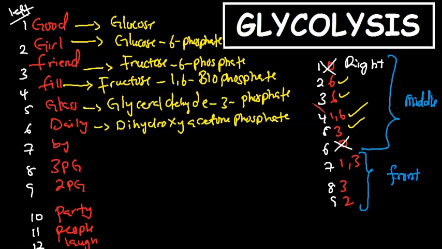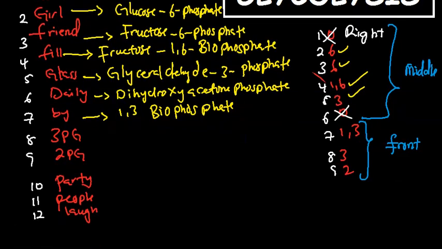So here on number 7 we have Bis, and on our right hand side we said all the carbon atoms are going to be indicated in the front. So this time around on number 7 we are going to have 1,3, and the Bi stands for bisphosphate. So what do we have next? We have 3PG, right? Which is on number 8.